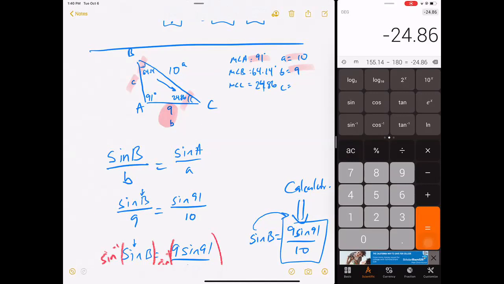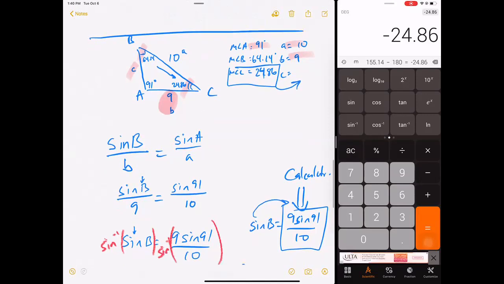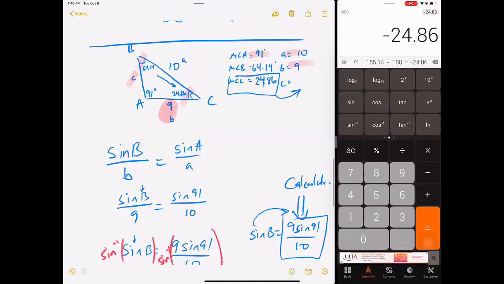Cool. Now here's the cool part. Just now we solved for angle C. So doesn't that mean we can solve for side C now? It's kind of giving us a path in which we have to solve it. So once we solve for the angle, we can go back and solve for the side. Let's go ahead and solve for that last side C.